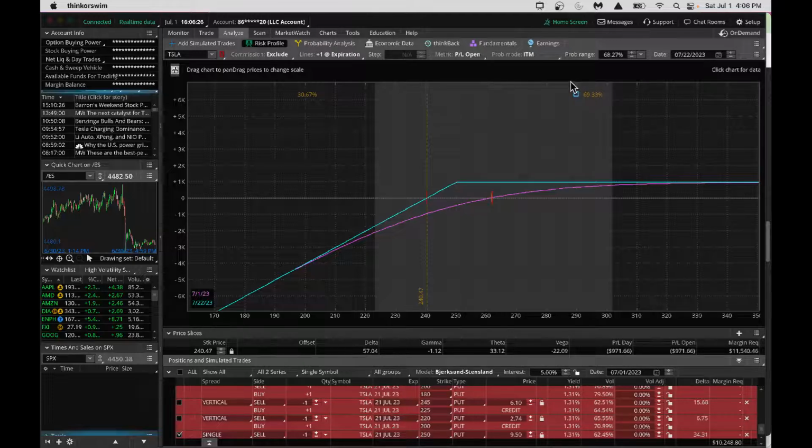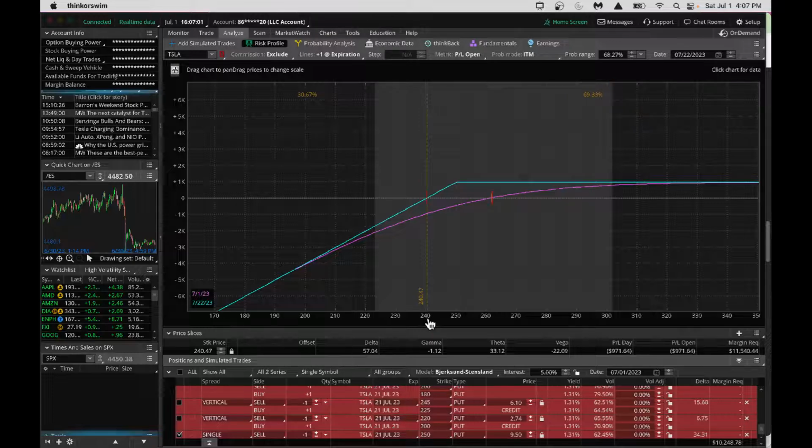So I like it. I typically like to do high probability trades. A 69% chance of break even and chance of making profit is a great strategy. And our break even price here is 240.47. This is the break even at expiration. So as long as Tesla is above about $240, you would make money. That's why this is one of my favorite strategies, especially for a bullish stock like Tesla. I would employ this strategy here.